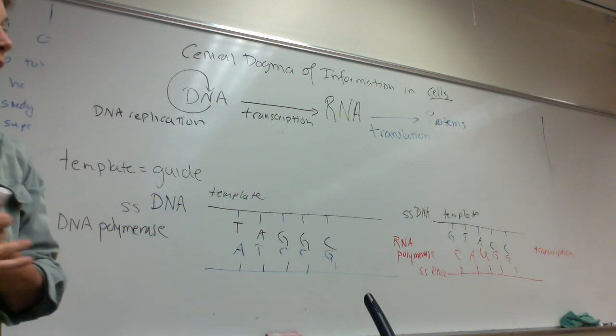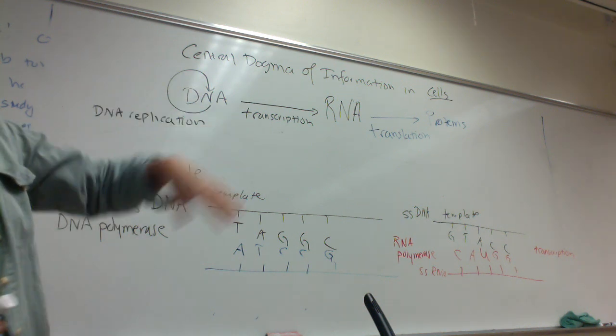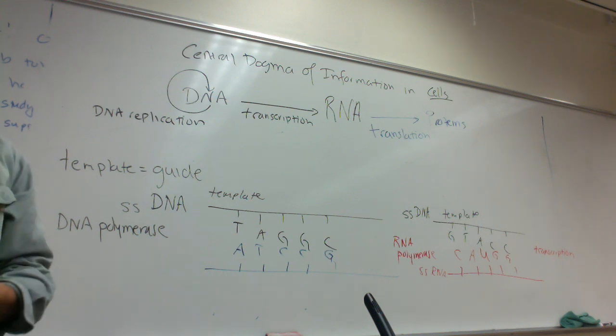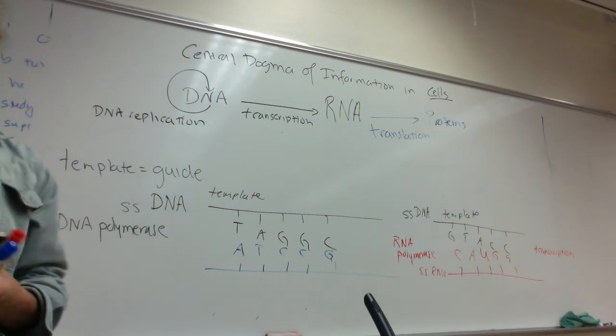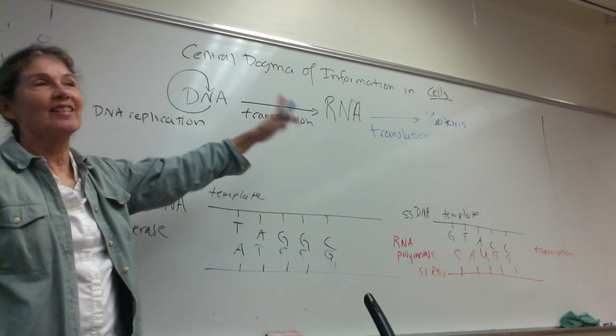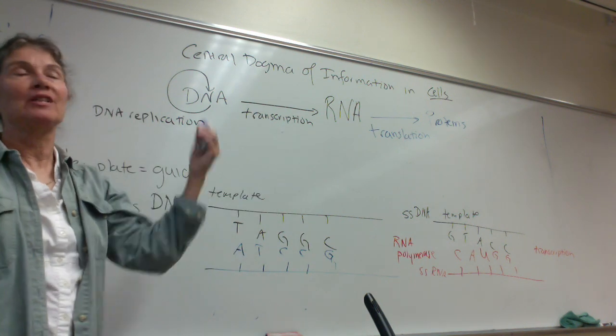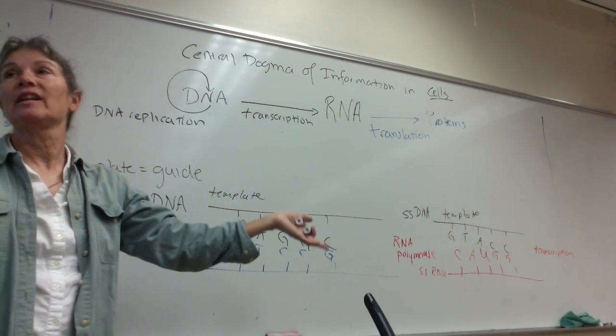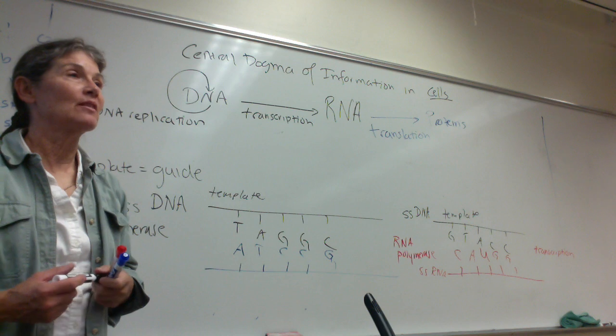So what we're going to do, folks, is look at the central dogma of information flow over the next few lectures, okay? Now, remember how I said viruses love to laugh at us, right? So in cells, this is how information is supposed to flow. DNA acts as a guide to make more DNA. DNA acts as a guide to make RNA. RNA acts as a guide to make proteins, right?